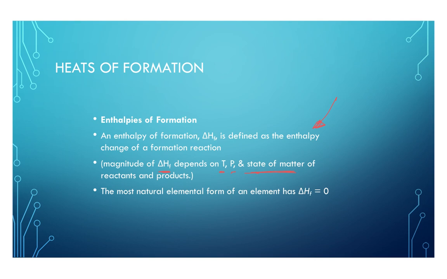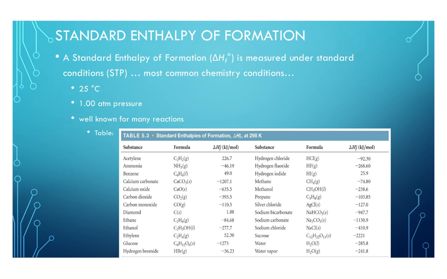So for example, in our last example, we said the natural elemental form of hydrogen is H2 gas. Okay, so the delta H of F of that element, H2, is 0. So the formation of individual elements is 0. So as we said, heat of formation depends upon temperature and pressure. So we typically talk about standard enthalpies of formation, which happen at standard conditions.